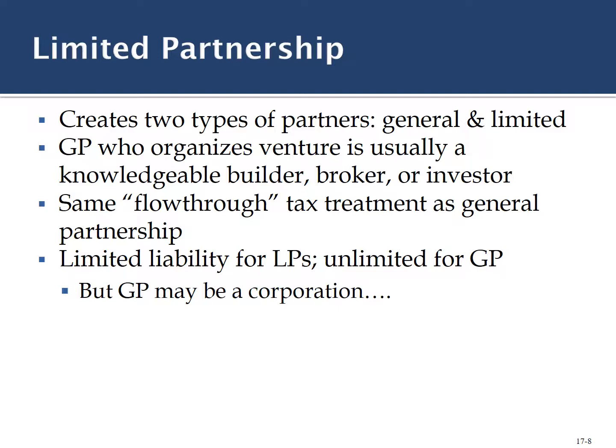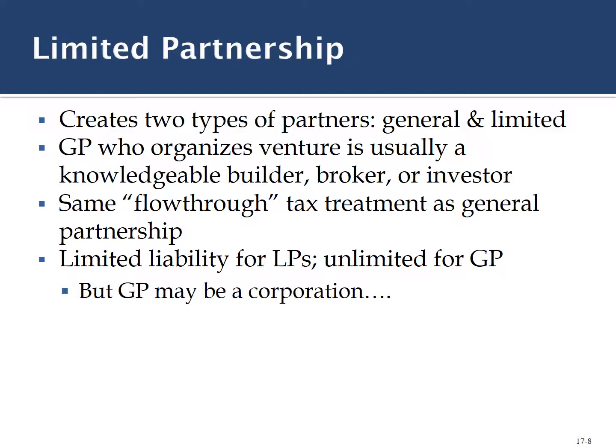In a limited partnership, there are two partners, or I should say two entities that could consist of numerous individuals as partners. These two types of partners are a general partner and a limited partner. Now you need to distinguish between a general partnership and a general partner in a limited partnership. The general partner, or GP, is the person who organizes the venture and is usually a knowledgeable builder, broker, or investor. A general partner would be referred to as the sponsor or the syndicator.